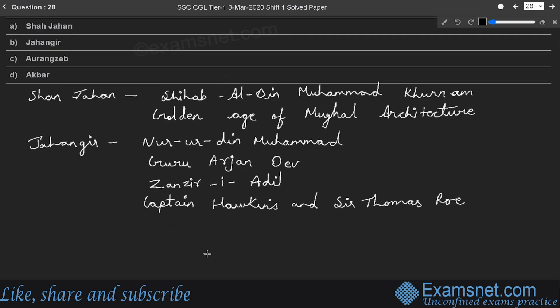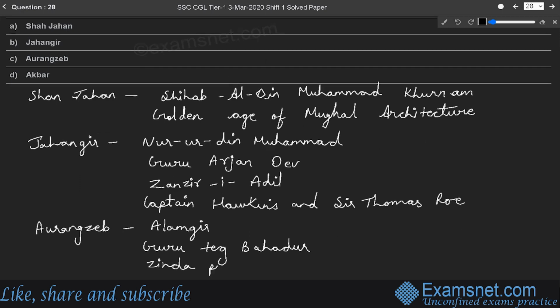Now, the third emperor is Aurangzeb. He was given the title of Alamgir. He also executed the ninth Guru of Sikhs, Guru Tegh Bahadur. He was also called as Zinda Pir. His famous monuments were Moti Masjid at Delhi, Badshahi Masjid, and Bibi Ka Maqbara, which is the most popular.